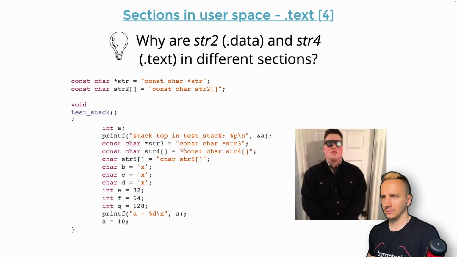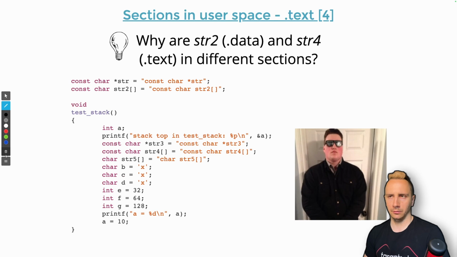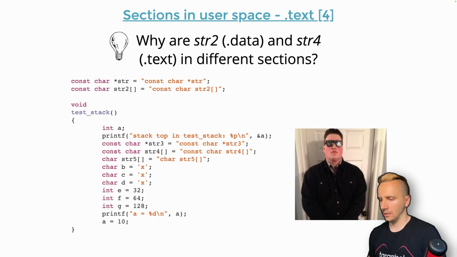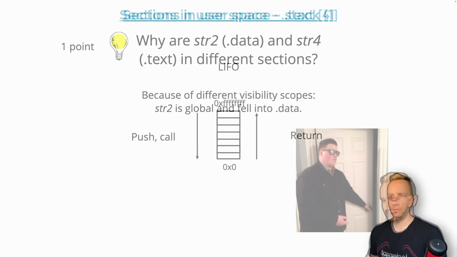The str2 and str4 are declared in the same way. Both of them are declared as arrays, but they ended up in different sections. So think about the answer, pause the video, and when you think you know the answer, let's continue. And the answer is that it's because of different visibility scopes. So str2 was declared global, that's why it fell into the data section. str4 was inside the function, it was not static, so it was local, that's why it was in the text section.